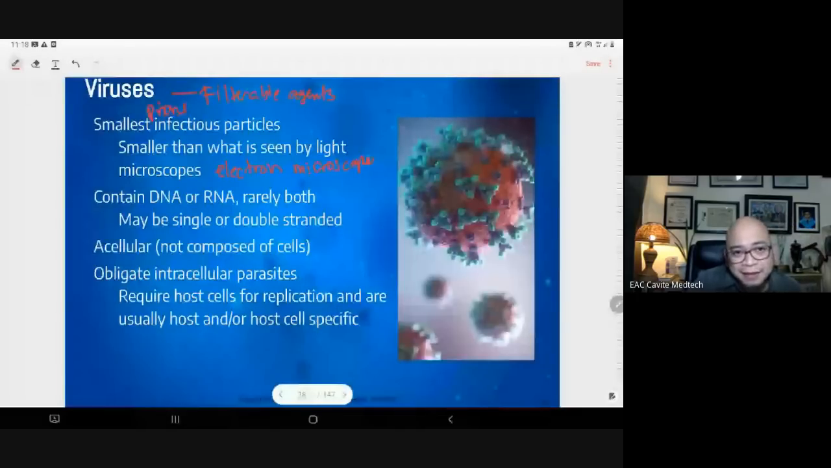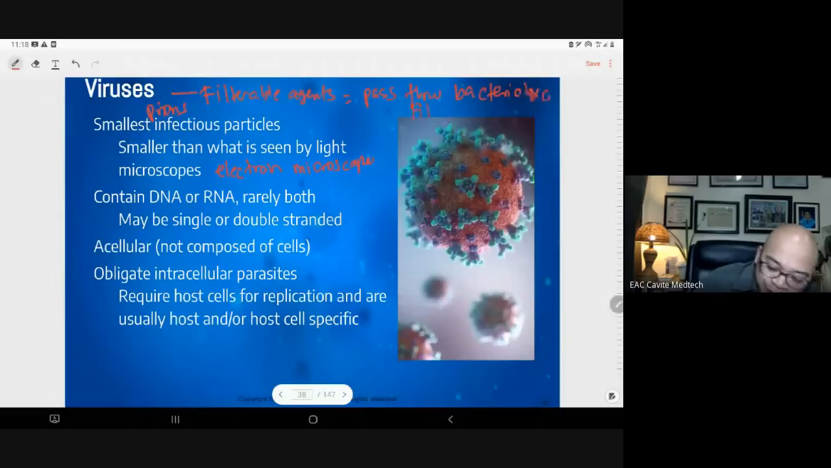Why? Because they are so small. They're smaller than bacteria, which means that they're able to pass through a bacteriologic filter. Okay, they're able to pass through a bacteriologic filter because they are even smaller than bacteria.